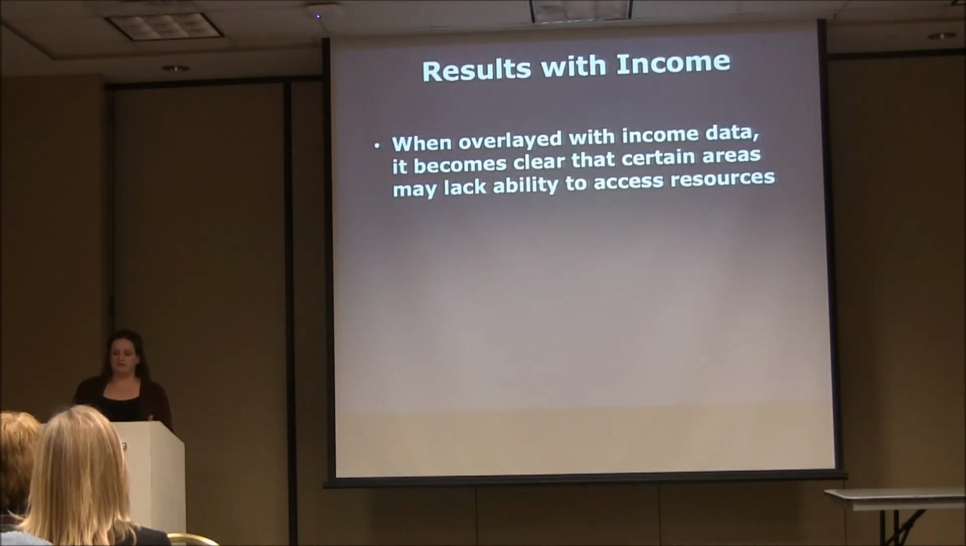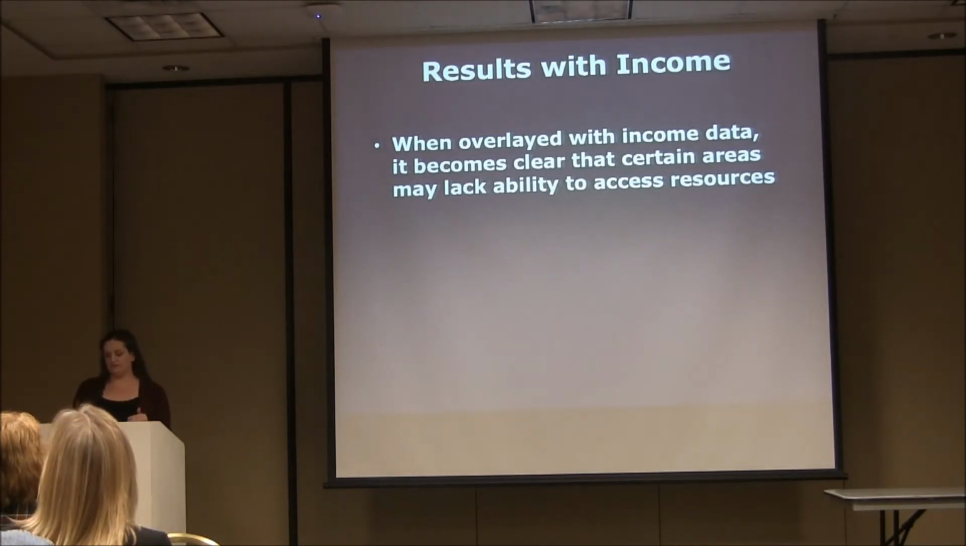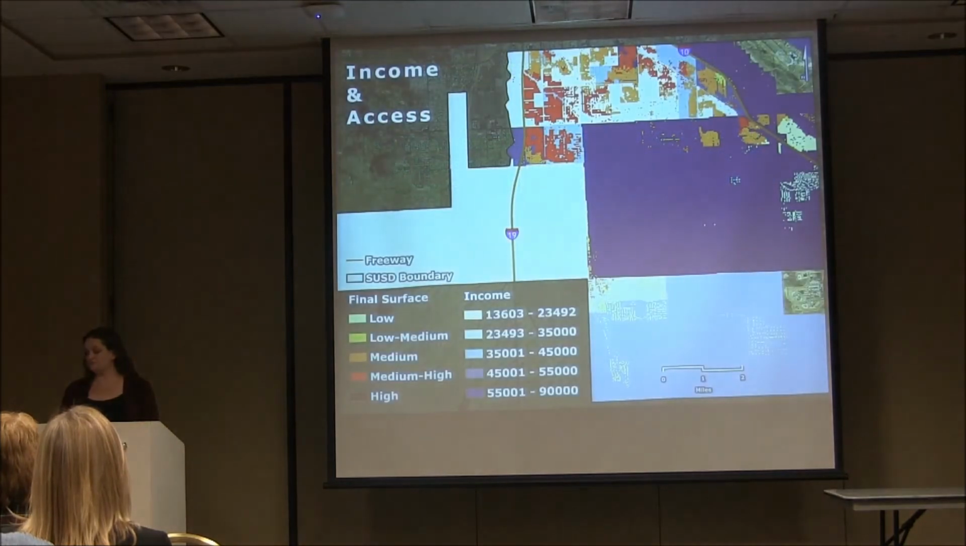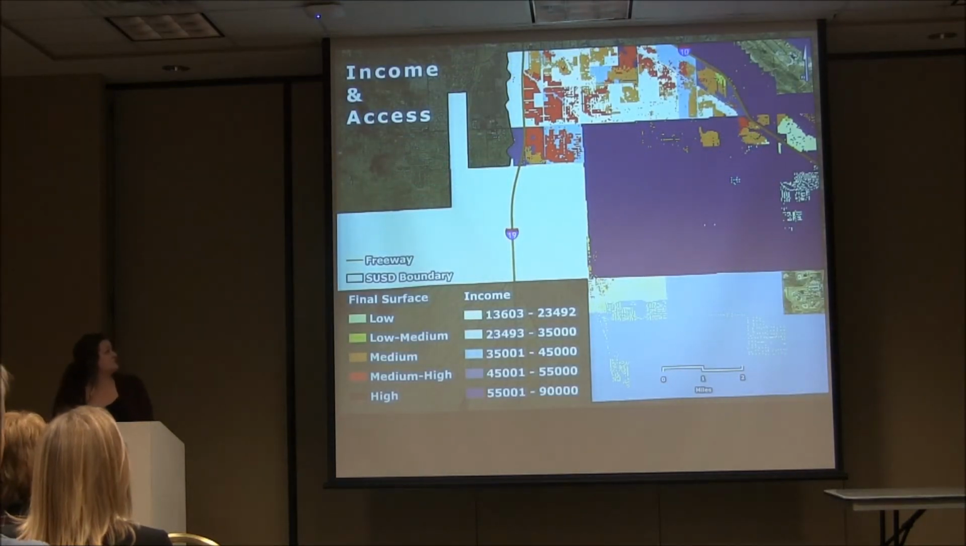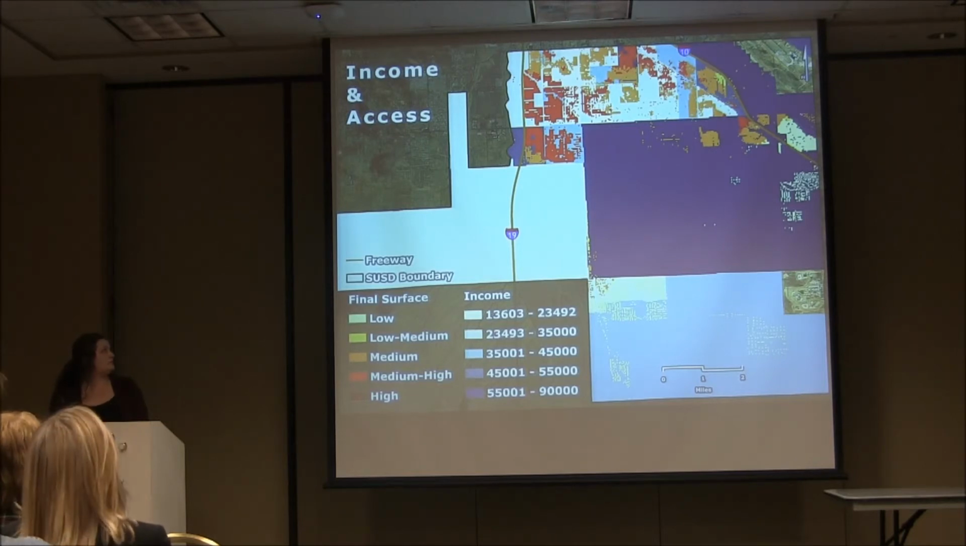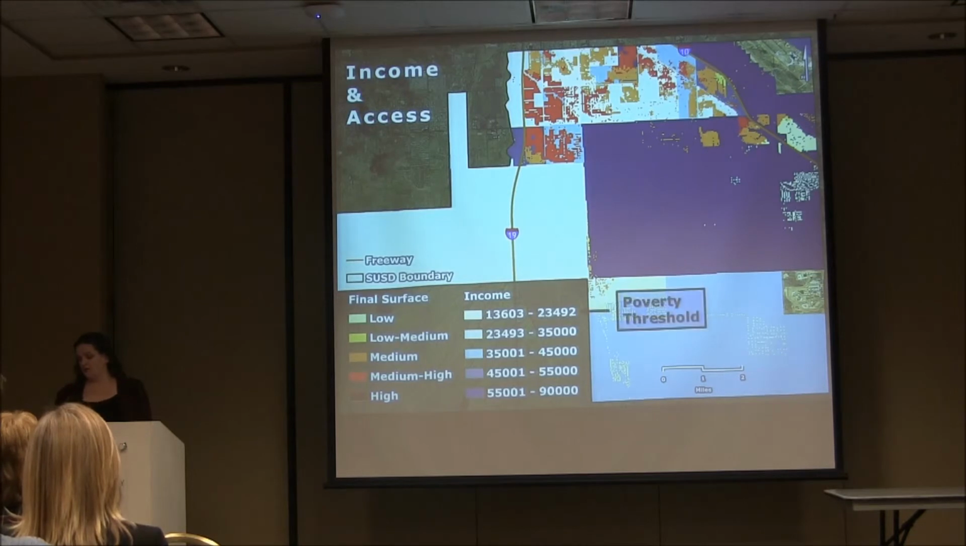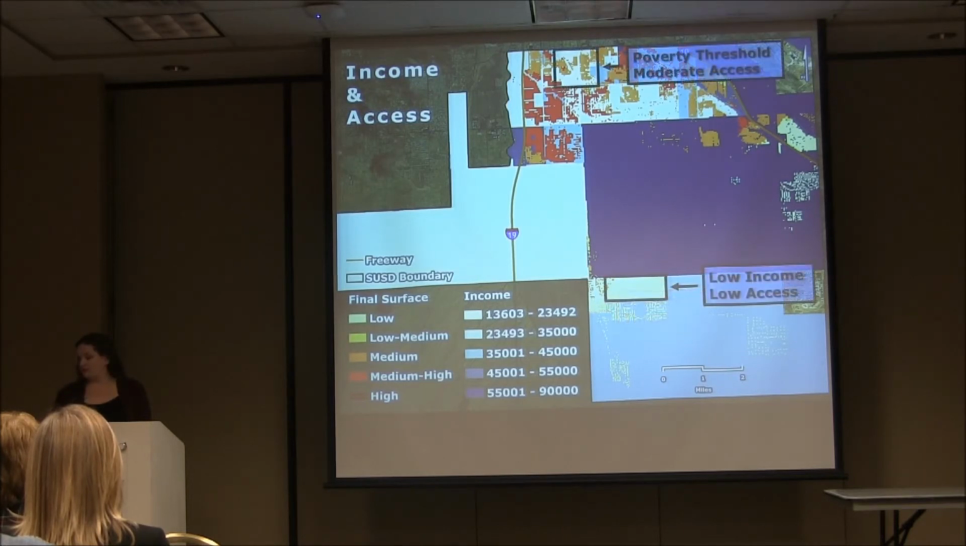So I wanted to continue the analysis a little bit and take that final surface and investigate it a little bit further. So I decided to incorporate some census data, and I wanted to start with income data and see where that went. So here's that final surface with the census block group data for income overlaid. And the poverty threshold for 2012 for a family of 4 was $22,492.